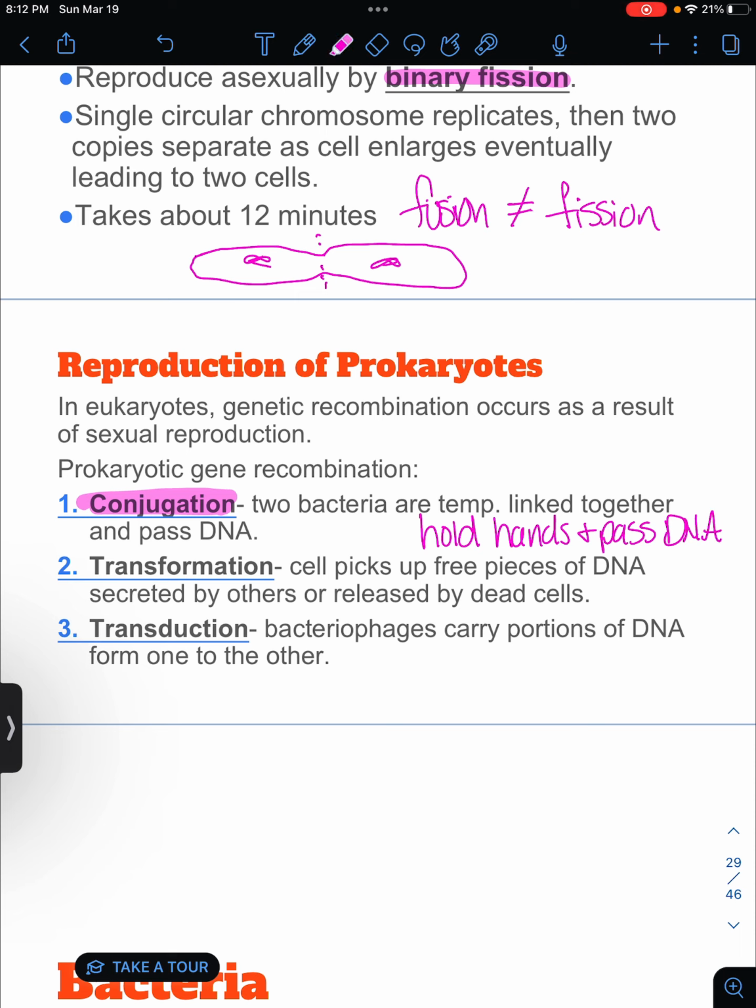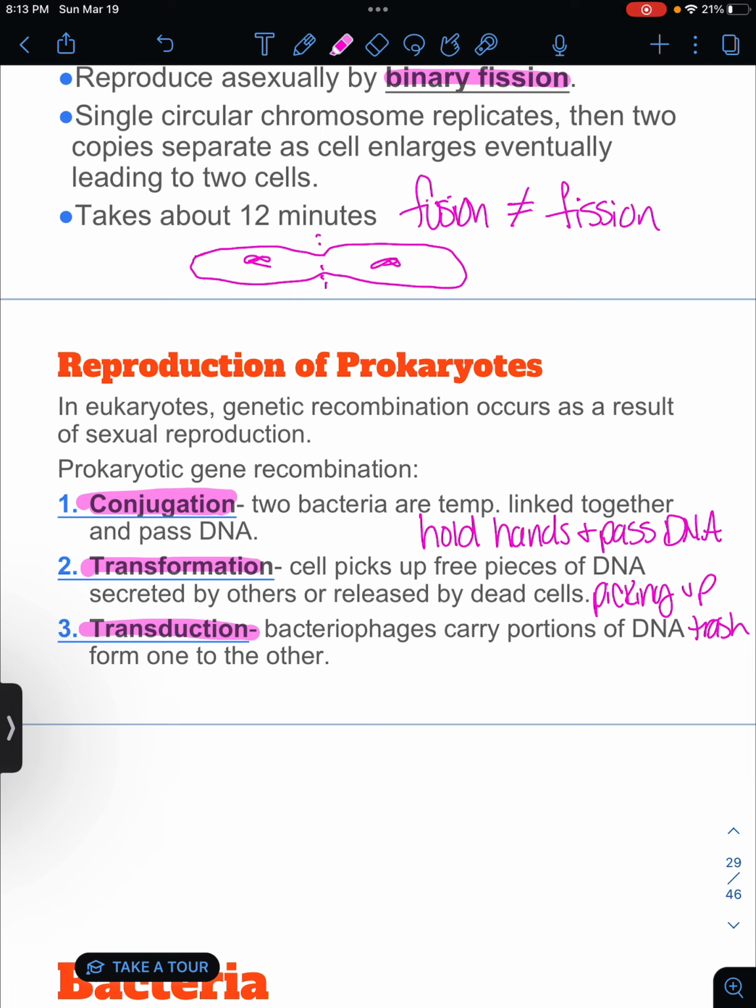There's one type called transformation. This is where the cell almost like picks up pieces of trash DNA that are secreted by others or released when one of the cells dies. So it's picking up trash.